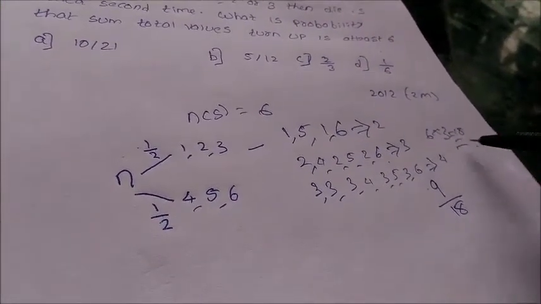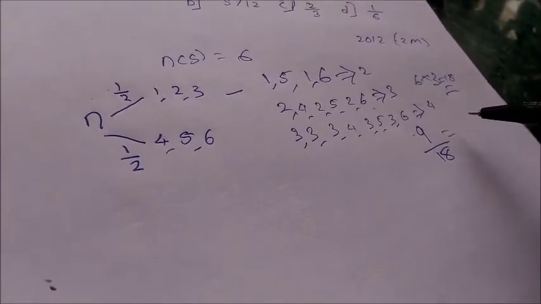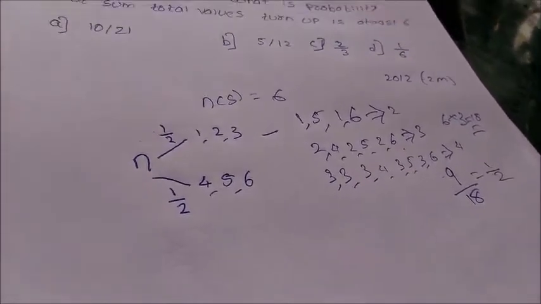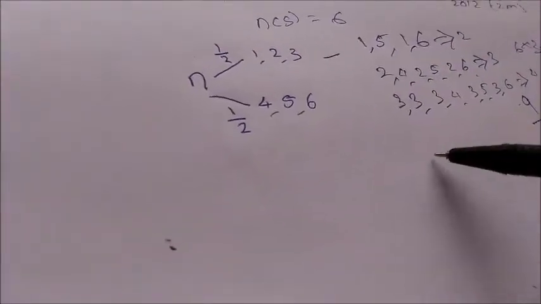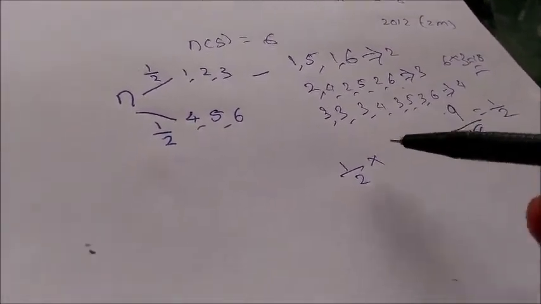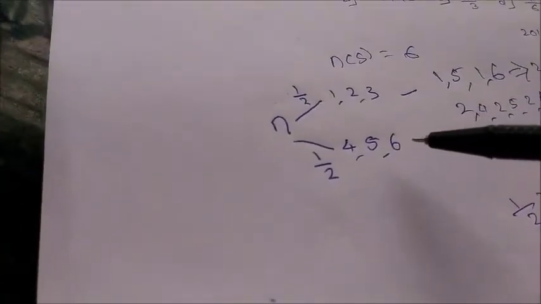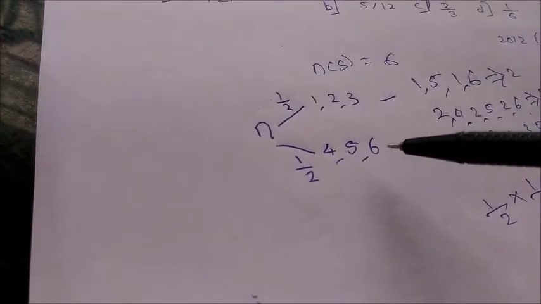18 values are possible, out of which we only require 9. So that's 9 by 18, which is 1 by 2. So for this event to occur, the probability will be half into this 9 by 18, that's half, that is 1 by 4. And one more case here: if we get directly 6, we could take that value as well.